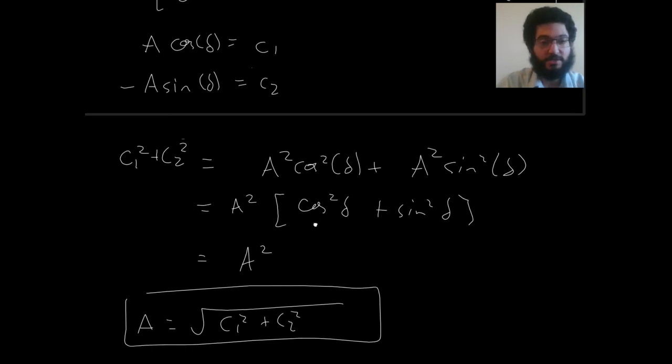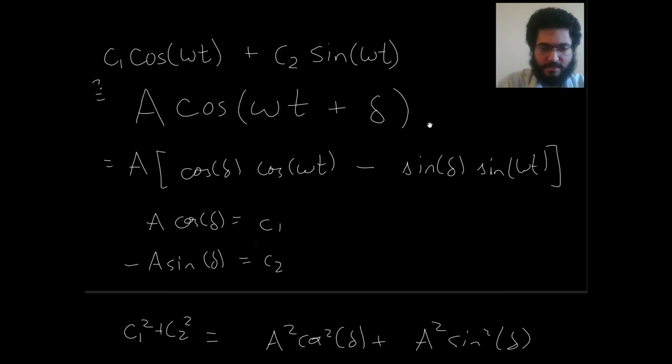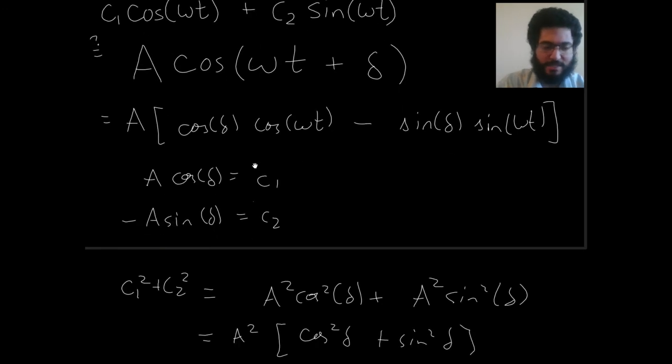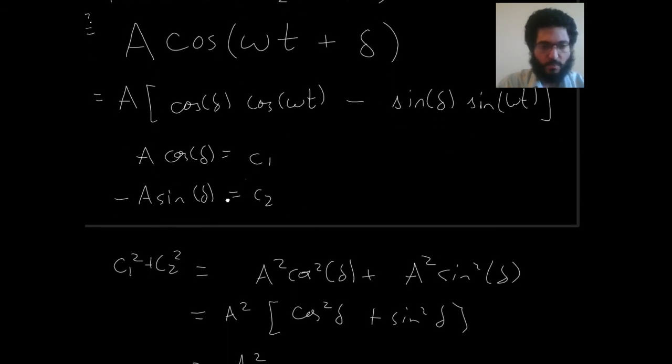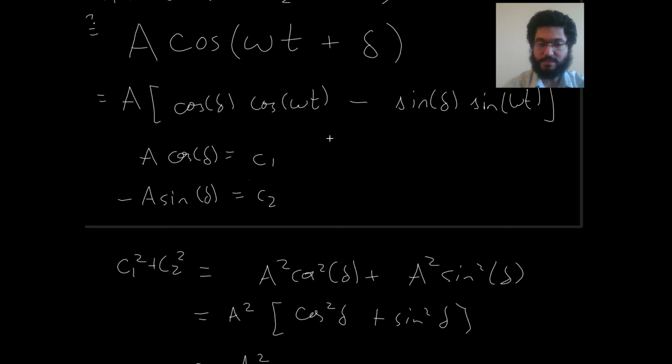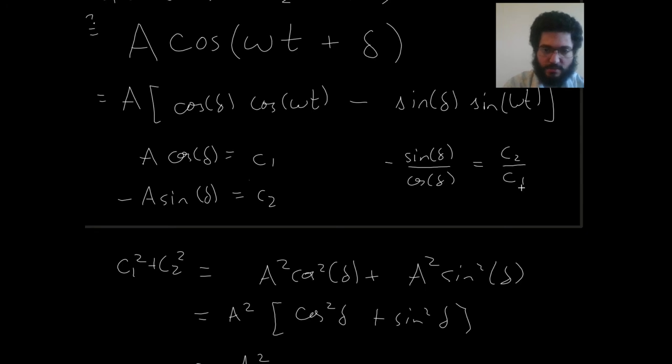Okay, what about the phase shift? So the delta. This delta is called a phase shift. So what about that? Well, one nice thing you can do to get rid of A is divide one equation by another. So if you divide one equation by another, you get, let's do the second equation divided by the first equation. You get minus sine delta over cosine delta, and the A's cancel, equals C2 over C1.